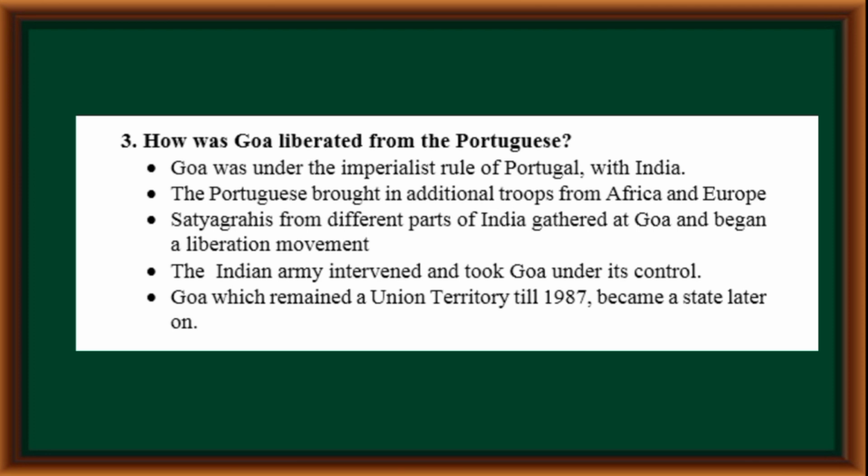How was Goa liberated from the Portuguese? Goa was under the imperialist rule of Portugal with India. The Portuguese brought in additional troops from Africa and Europe. Satyagrahis from different parts of India gathered at Goa and began a liberation movement. The Indian army intervened and took Goa under its control. Goa, which remained a union territory till 1987, became a state later on.